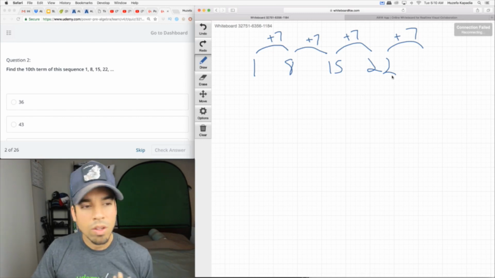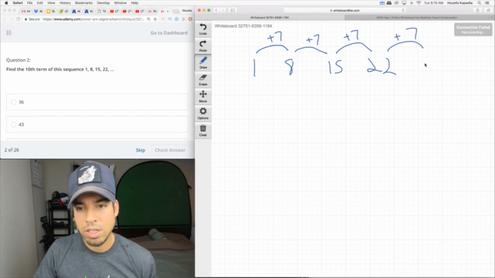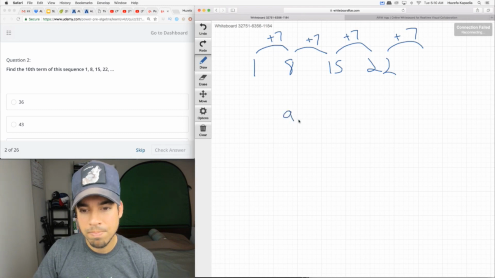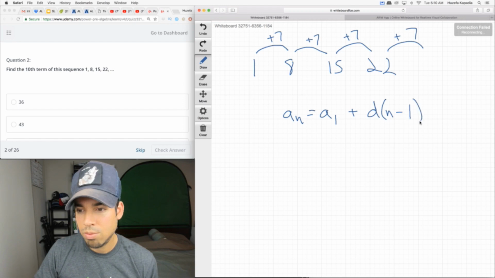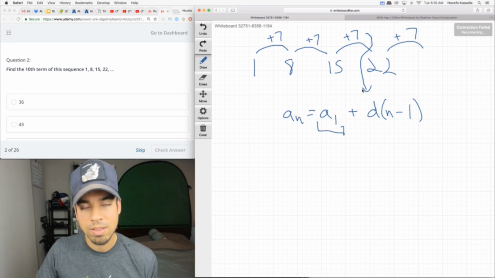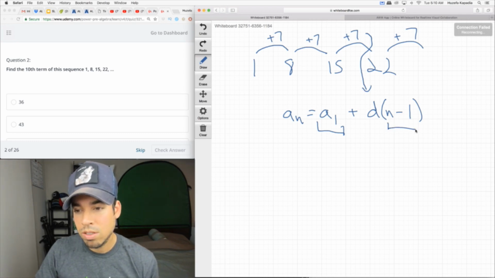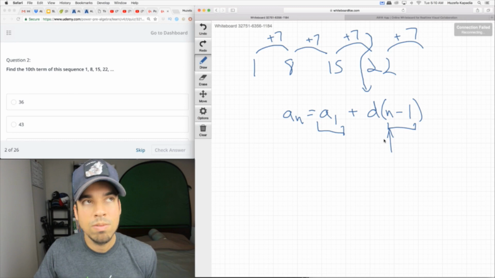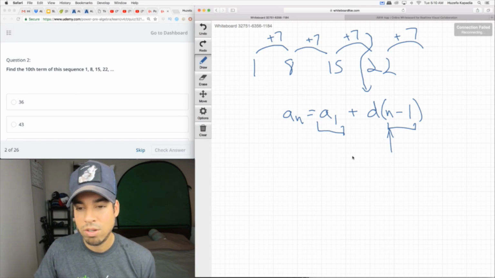So we could figure it out like this. We could sort of keep going. But what you could also do is use a formula. It's a sub n equals a sub 1, which is the first term, plus the difference times n minus 1. Okay, I'm going to explain what all this means. Basically all we're doing is taking the first term, that's a sub 1. The difference is the 7 value, how much each term differs going up. And n is the term that we're trying to find, like in this case, the 10th term.